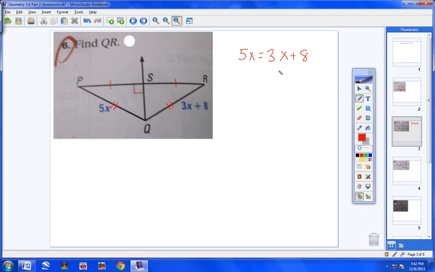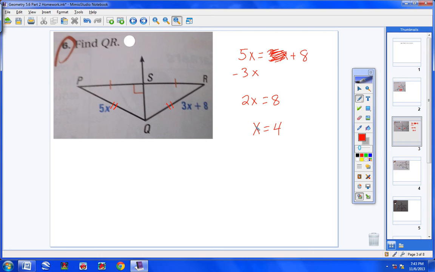Now I can solve for x. Bring your 3x over, and it will become a negative 3x, and of course the 3x is gone. So now I'm left with 5x minus 3x is 2x. Bring down your 8, 2x equals 8, x equals 4.